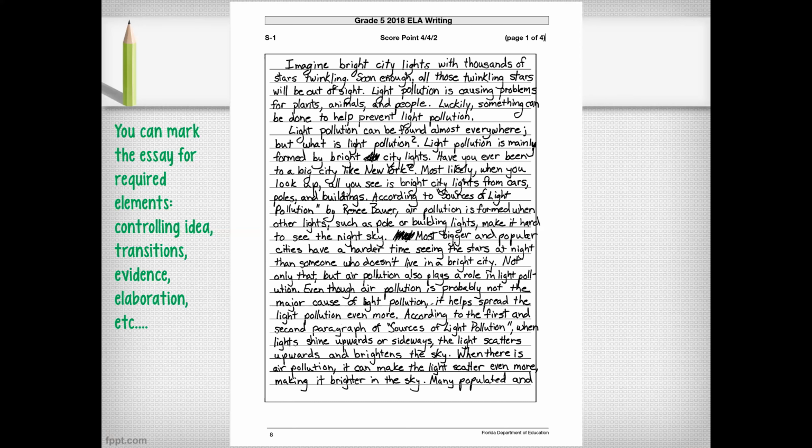Most bigger and popular cities have a harder time seeing the stars at night than someone who doesn't live in a bright city. Not only that, but air pollution also plays a role in light pollution. Even though air pollution is probably not the major cause of light pollution, it helps spread light pollution even more. According to the first and second paragraphs of Sources of Light Pollution, when lights shine upwards or sideways, the light scatters upwards and brightens the sky. When there is air pollution, it can make the light scatter even more, making it brighter in the sky.